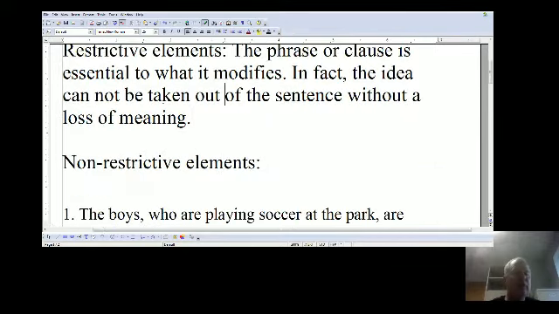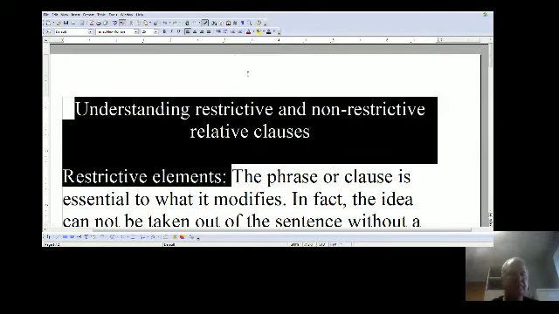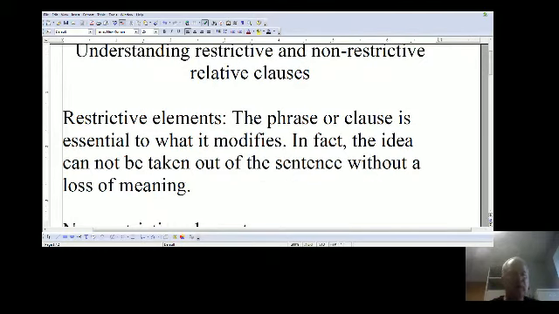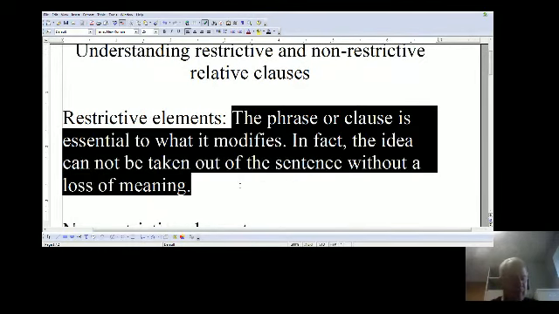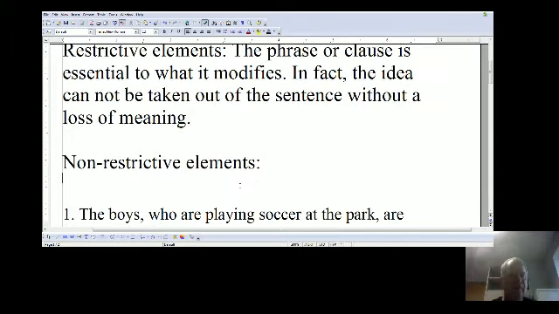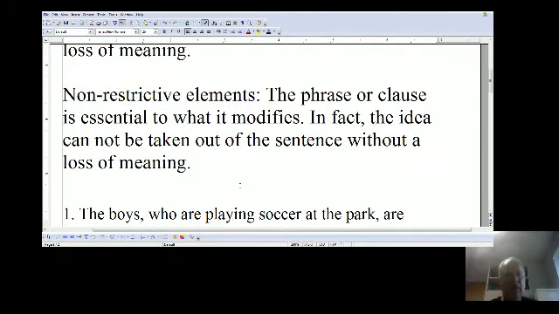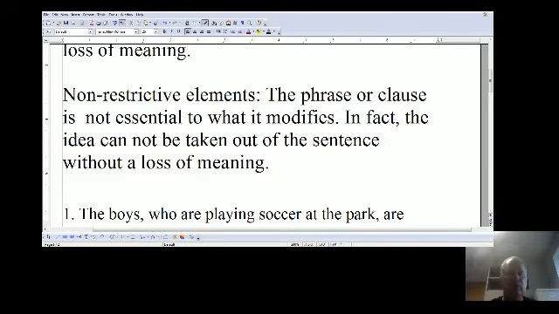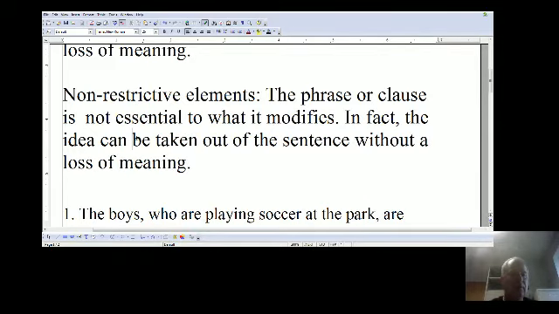Now, if we contrast that with a non-restrictive element, I'm going to copy this and make a few changes so we can see how it's different. The main thing is we want to see through the examples how this works in our sentences and writing, and then why we care, of course, right? So a non-restrictive element: the phrase or clause is not essential to what it modifies. In fact, the idea can be taken out of the sentence without a loss of meaning.